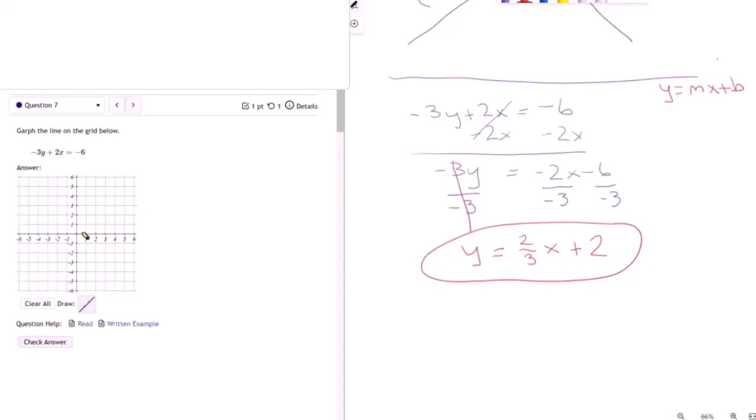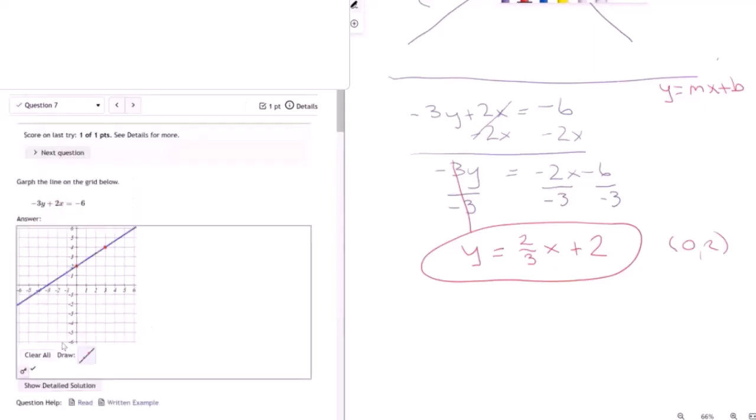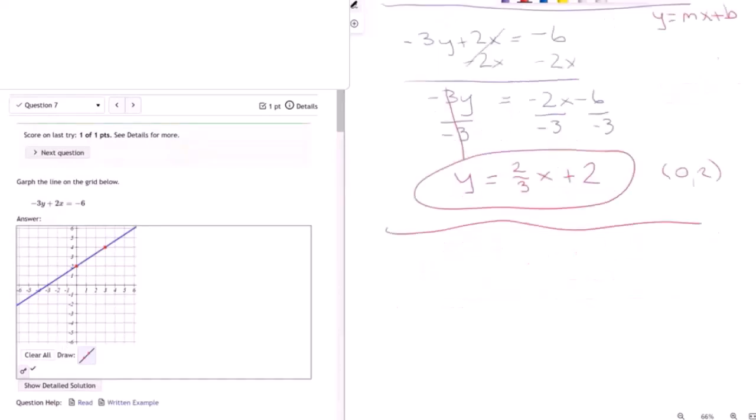I can come over here and I really like just taking the y-intercept because it's 2. I know this is the point when x equals 0, y equals 2. And then I have a slope of positive 2/3. So I go up 1, 2, and I go to the right 1, 2, 3. And that should be my graph. As long as I don't make a mistake mathematically, I'll get the right graph.